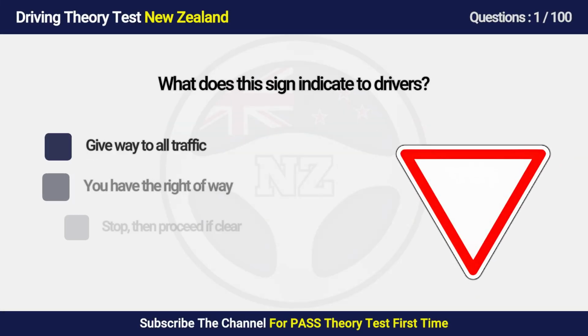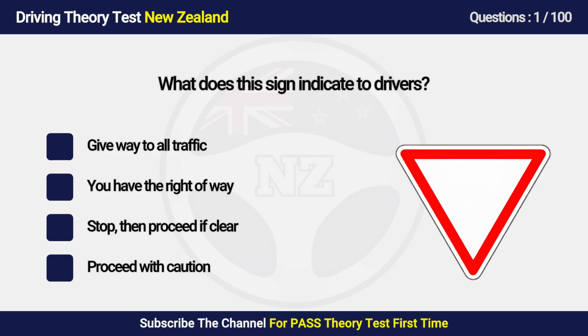Question 1. What does this sign indicate to drivers? A. Give way to all traffic. B. You have the right of way. C. Stop, then proceed if clear. D. Proceed with caution.